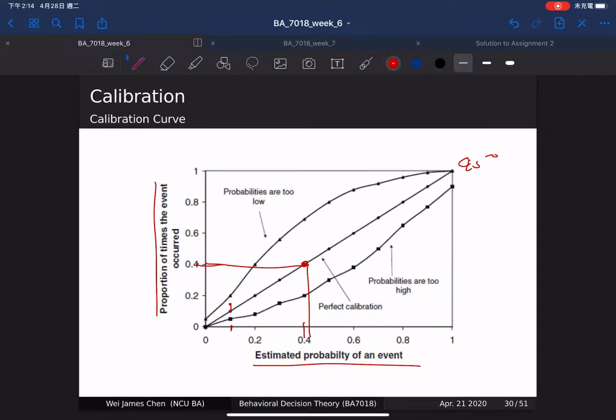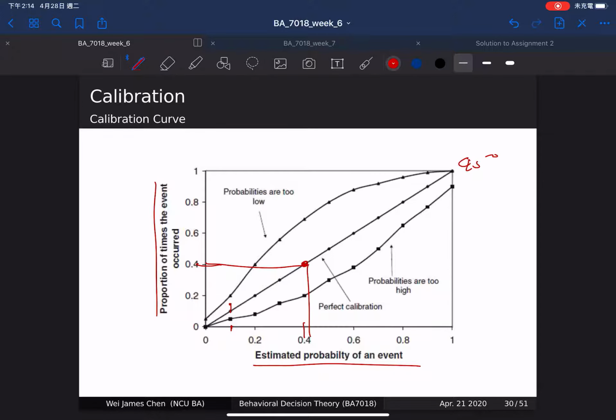Understand? Questions? No? So that's how you draw the line.